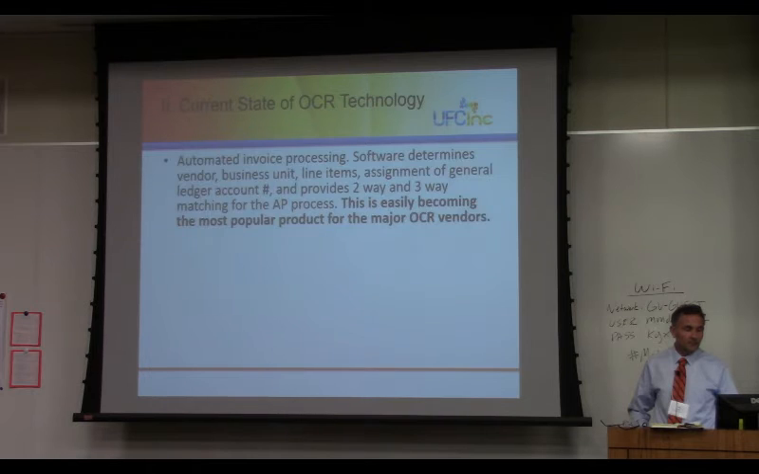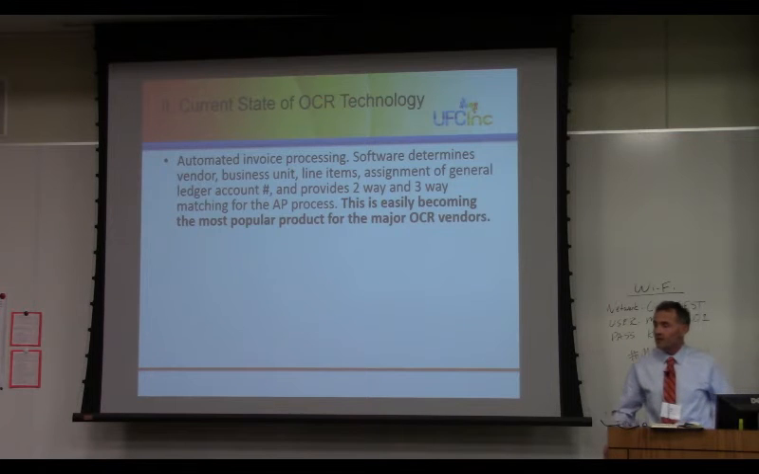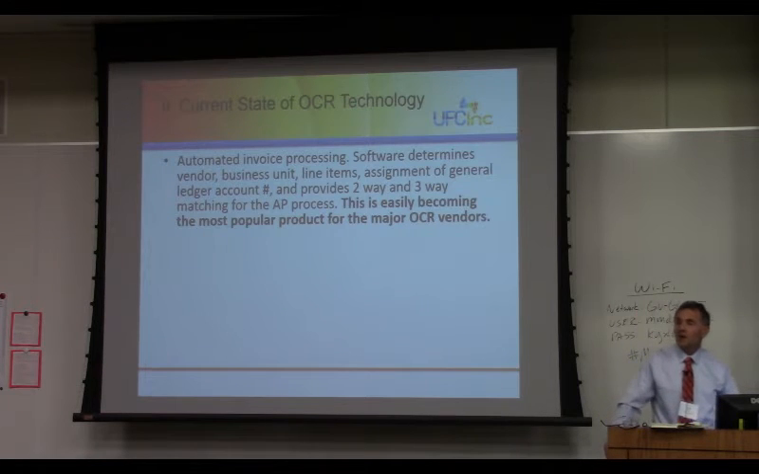Invoice processing, big area, is easily becoming the most popular product for OCR vendors. So they take the underlying engine technology, we read an invoice, we read off the line items, we do a general ledger lookup to determine the GL code for each of the line items, we find the vendor, business unit, and then we put it into an accounting system.